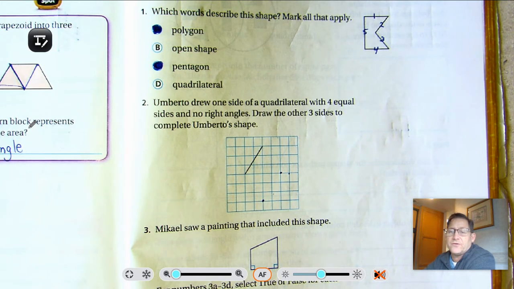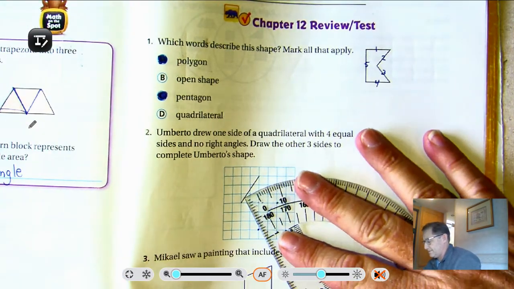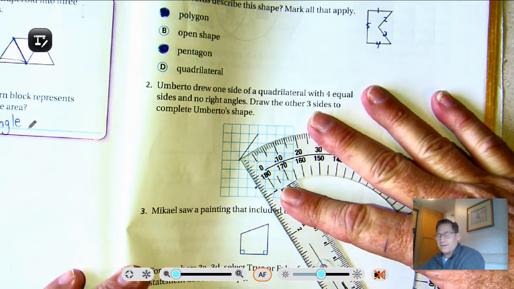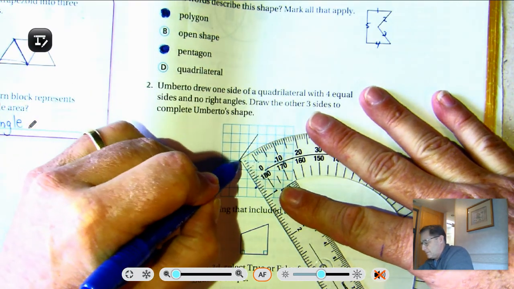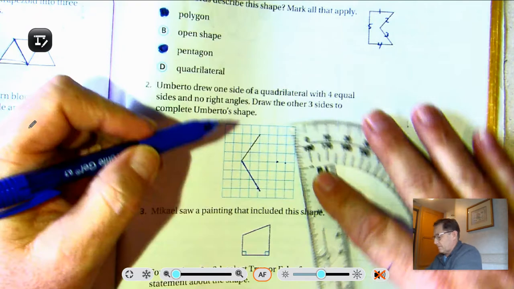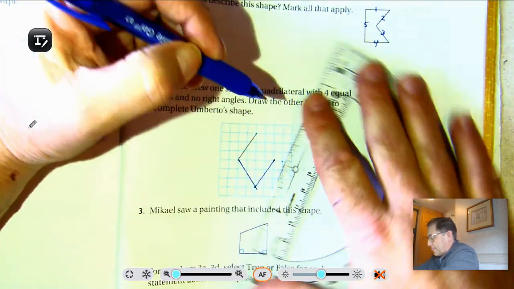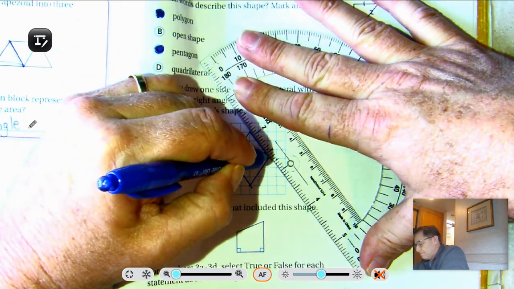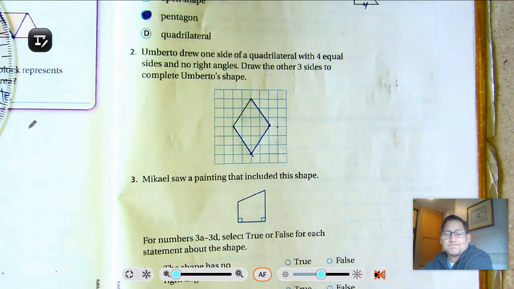Number 2, Umberto drew one side of a quadrilateral with 4 equal sides and no right angles. Draw the other 3 sides to complete Umberto's shape. Okay, so I kind of pre-drew some points in. I know that this has to be a rhombus. Okay, and they're 3 squares long. Okay, so that's basically the shape he drew.